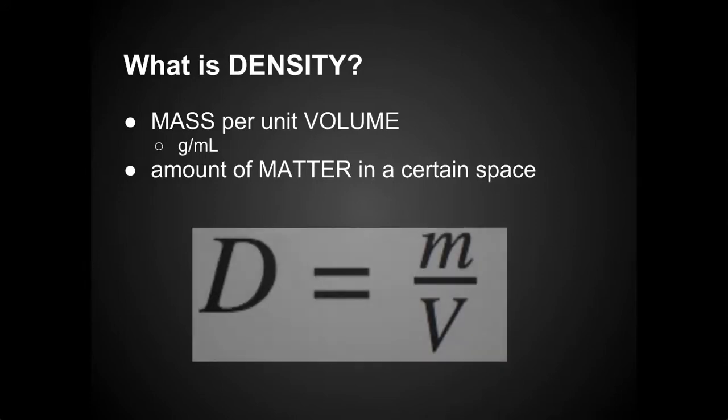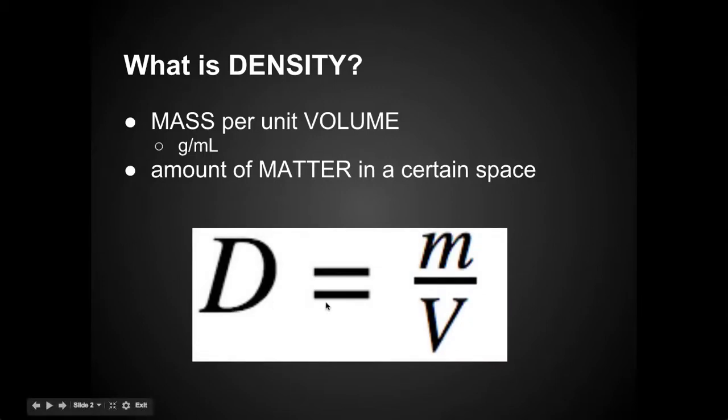Or you can think about density mathematically, which is just D equals m over V. So D is density, equals the small m, which is mass, divided by the volume V. So mass per unit volume. Make sure to have the right units when you're using this equation.